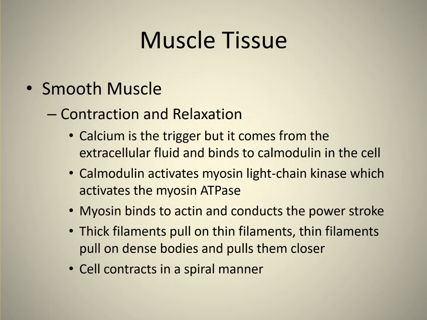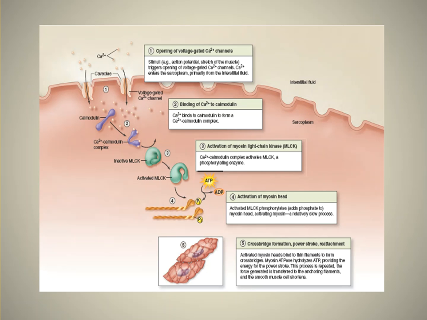And in this case, ATP has a direct role in the power stroke. Thick filaments pull on thin filaments, which pull on dense bodies and pull them closer. And remember, the cell contracts in a spiral manner. Here's a drawing, a depiction of what's happening.